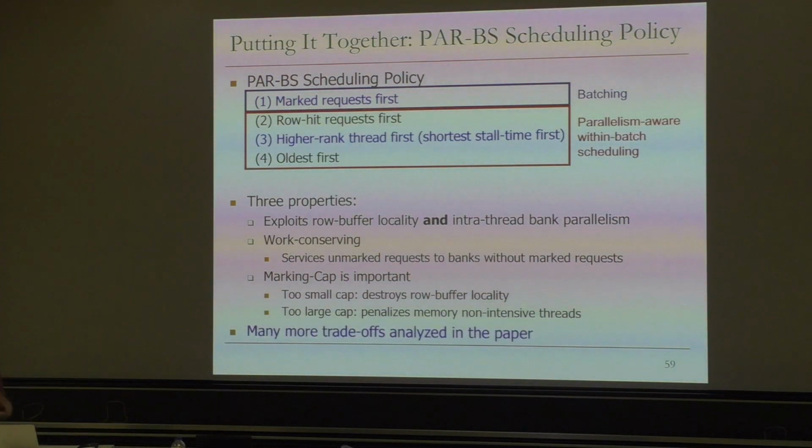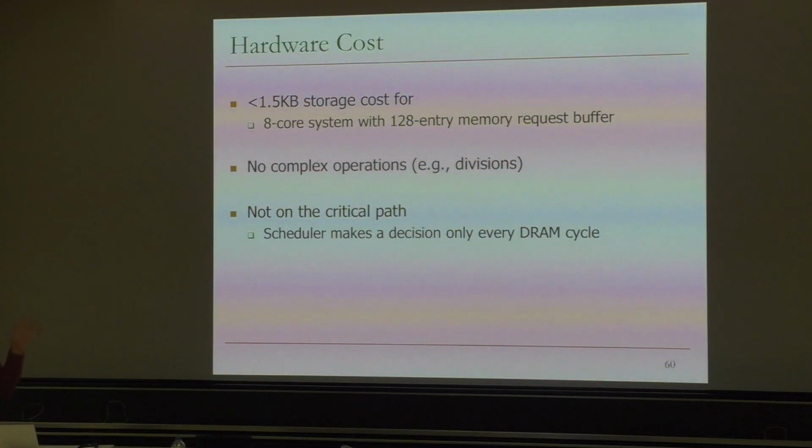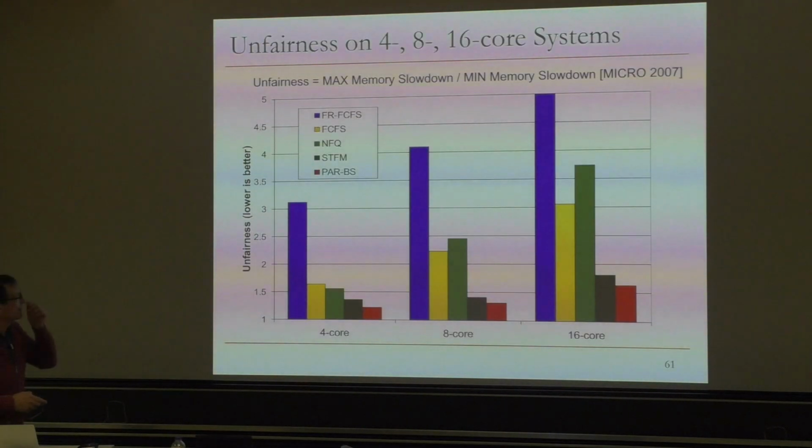Okay, so let me give you some results of this. So first of all, this is actually a lot simpler to implement than stall time fair memory scheduling. There are no complex operations, no divisions. It's not on the critical path. The scheduler makes a decision only every DRAM cycle, and this is relatively easy to implement. But later, actually, you will implement a scheduler called ATLAS and BLISS. They're even simpler to implement, but ATLAS doesn't provide the same guarantees as this one, but BLISS is actually very good. Okay, so let's take a look at the example performance, and then we're going to conclude the lecture.